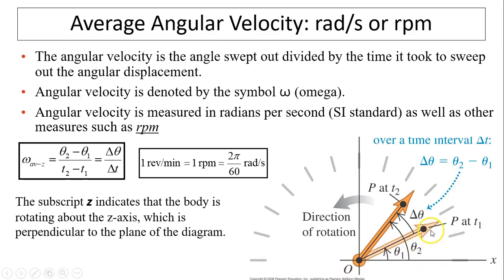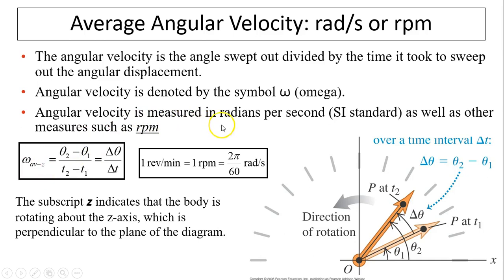So at t1, your angular position is theta 1. At t2, your angular position is theta 2. So between the delta t, your delta theta is theta 2 minus theta 1. So average angular velocity is the change in angular position divided by the change in time. So we use the symbol omega to represent angular velocity.